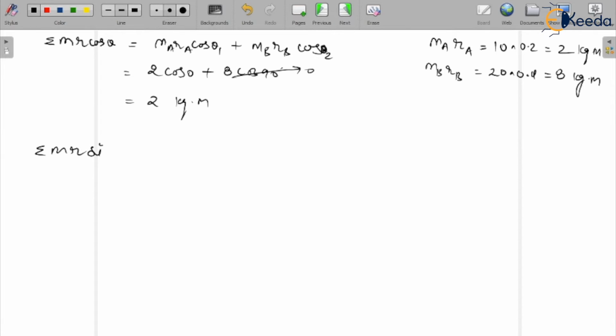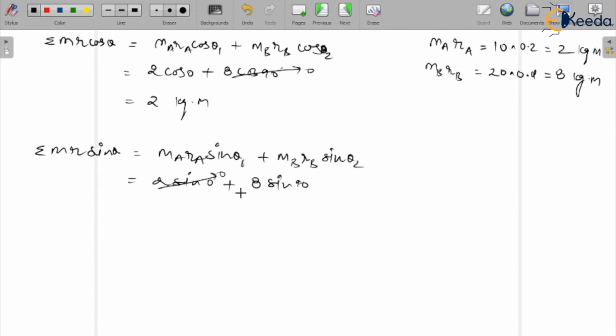Now the summation of MR sin theta. You can calculate it in a similar way. That is MARA sin theta 1 plus MBRB sin theta 2. That is 2 sin 0 plus 8 sin 90. Sin 0 is equal to 0 and sin 90 is equal to 1. So here you get the value 8 kilogram meter.